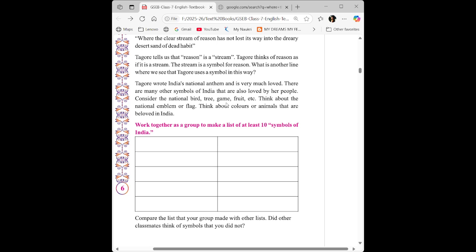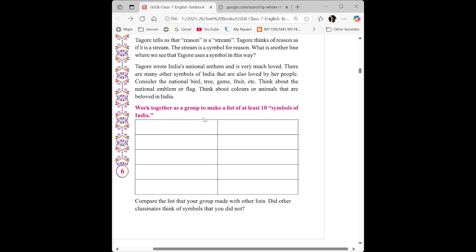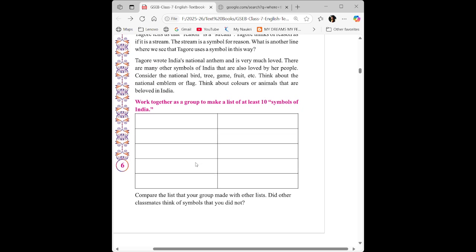Game, our national game is hockey. And then national fruit is mango. National flag, the tricolor. Emblem, Ashok Chakra. I mean Ashoka's three lions. And think about all the other symbols of India.